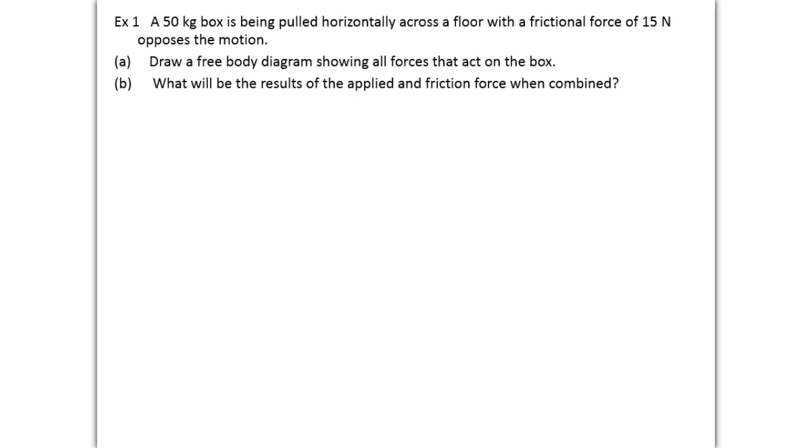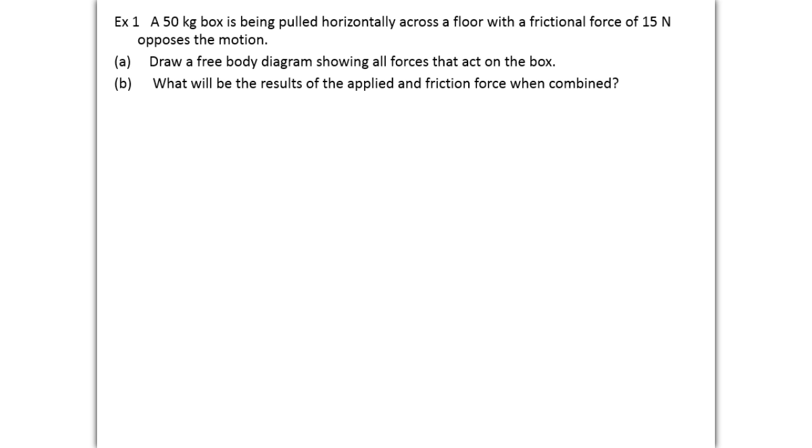Okay, in this first example, a 50 kilogram box is being pulled horizontally across a floor with a frictional force of 15 newtons that opposes the motion. A. Draw a free body diagram showing all the forces acting on the box. And B. What will be the result of the applied force and the frictional force when combined? So you can pause the video for a moment and give it a try.